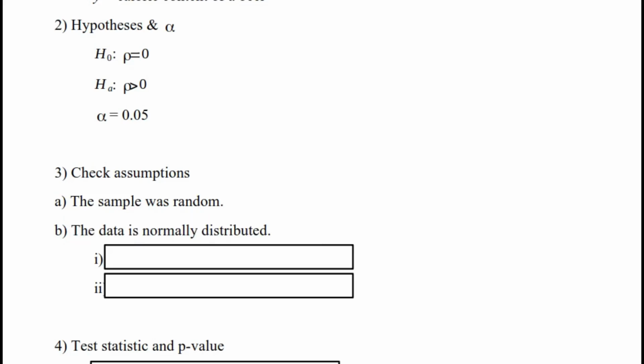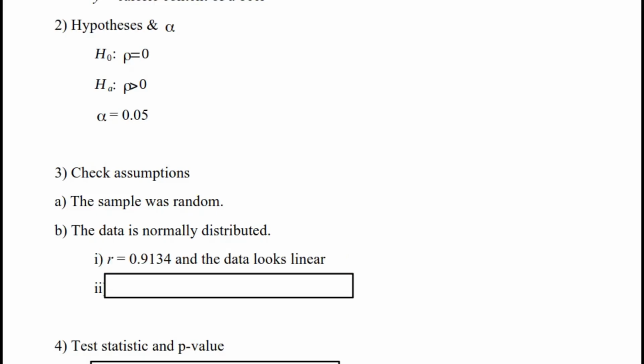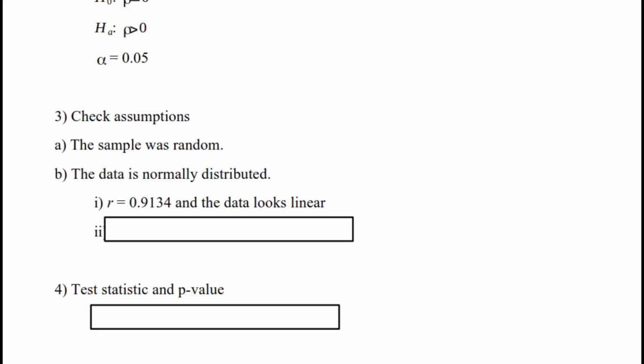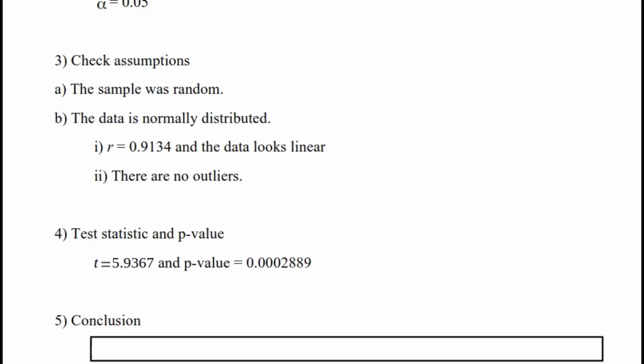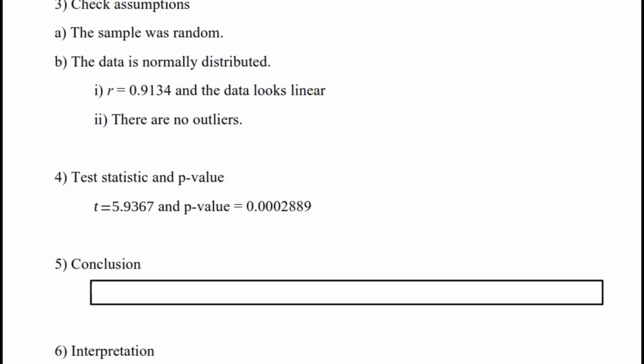And then we can make the claim that it's normally distributed if we satisfy two things. So first off, R was 0.9134, and the data looks linear. So both of those things imply that they lie in a line. We also need to check for outliers. Remember that this is after we did that. We found an outlier and we deleted it. From our calculator, we got our t value and our p value.